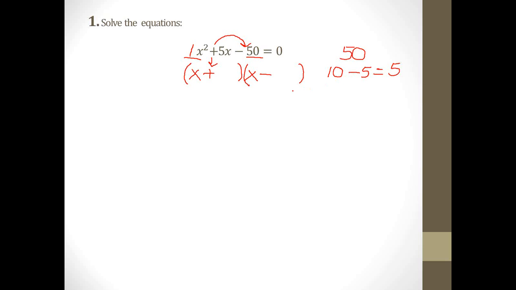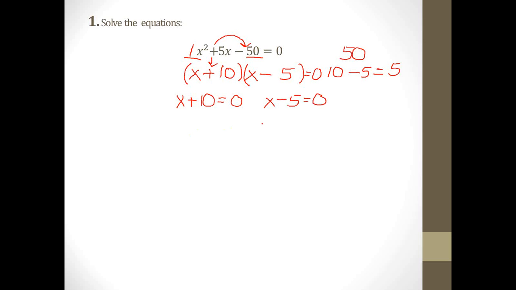Always use the larger number first, so your sign's gonna match, and the smaller of the 2 factors goes in the second parentheses. Remember, we used to have an equal to 0 at the end, so we cannot forget about it, because this means that each part that we found, each factor, we have to set equal to 0 individually. So x plus 10 equals 0, and also x minus 5 is equal to 0.